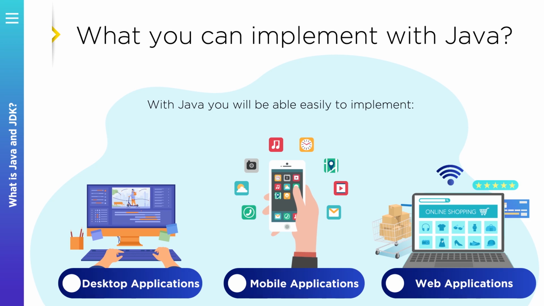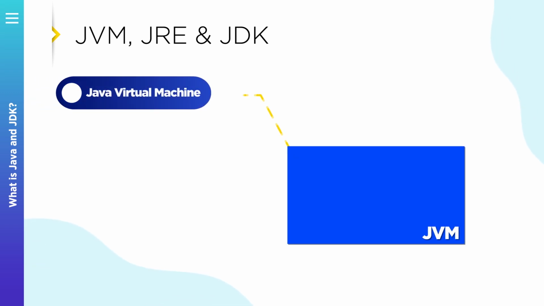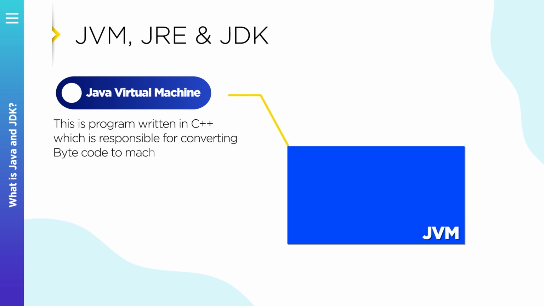So today you heard a lot about JVM. Let's take a closer look at what JVM, JRE and JDK are. JVM stands for Java Virtual Machine. This is a program written in C++, which is responsible for converting bytecode to machine-specific code. JVM is the reason why Java as a language is considered to be platform independent.